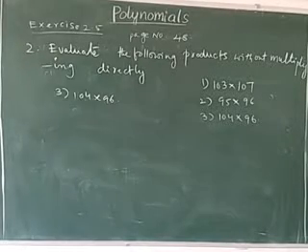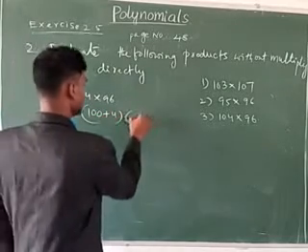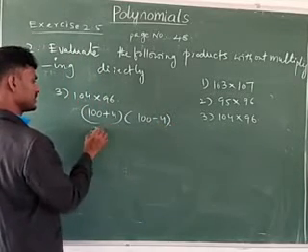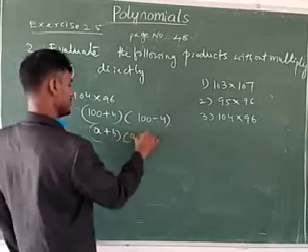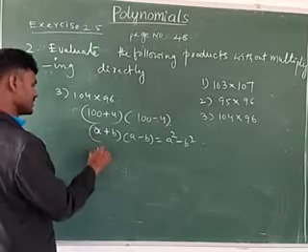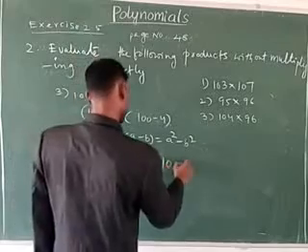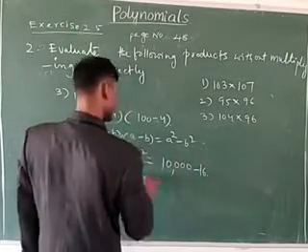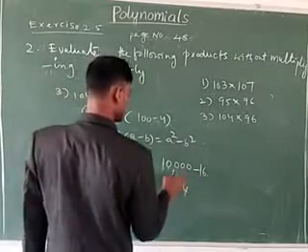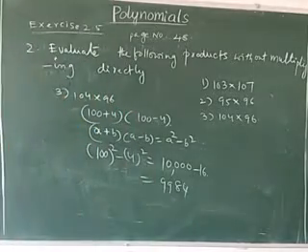Now the third one: 104 into 96. Here 104 is written as 100 plus 4, and 96 as 100 minus 4. Now this is (a plus b) into (a minus b) is equal to a square minus b square, the identity you have to use. Here 100 square minus 4 square. 100 square is 10,000 minus 16, which is 9,984. This is the third one, note it down.